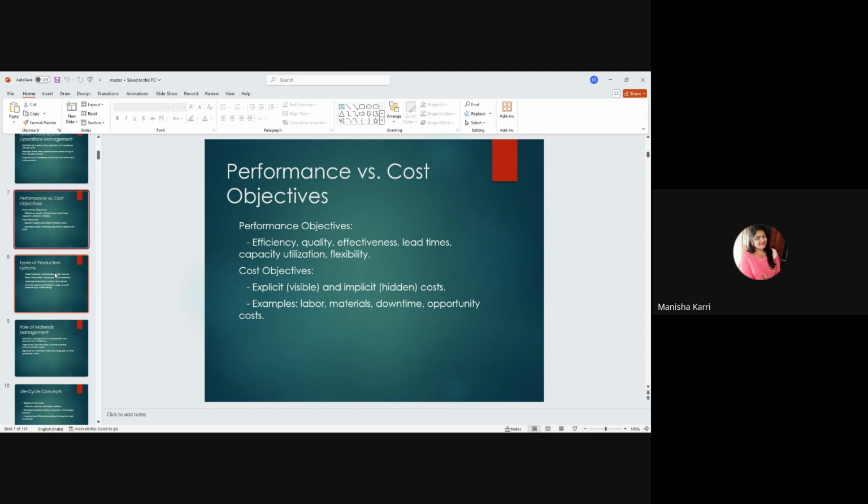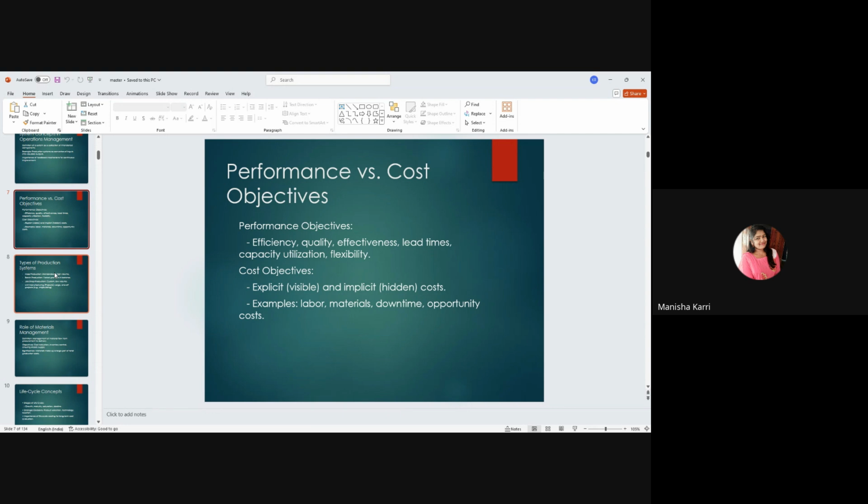They always aim to produce vehicles very quickly without any defects, like quality or lead times, using resources more efficiently, and being able to switch production from sedans to SUVs as needed. It is nothing but flexibility, and it's the best example for performance objectives.